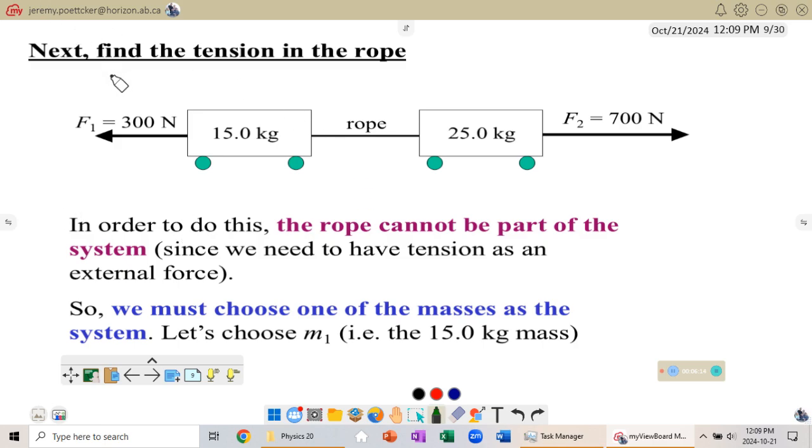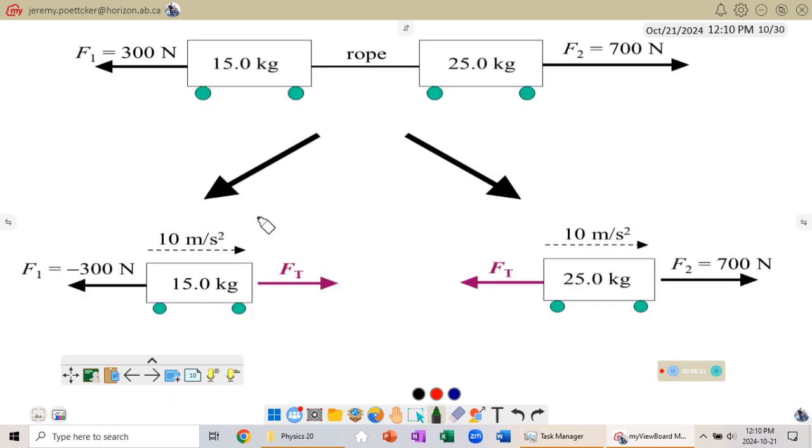Now, we need to find the tension in the rope. In order to do this, the rope actually cannot be part of the system, since we need to have tension as an external force. So then we must choose one of the masses as the system. Let's choose M1, the 15 kilogram mass. Either way, we would set it up this way.